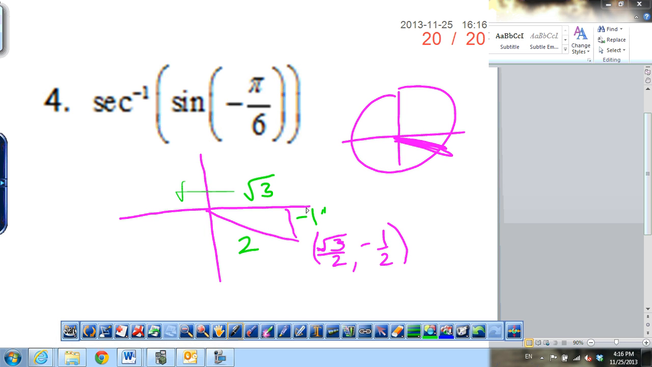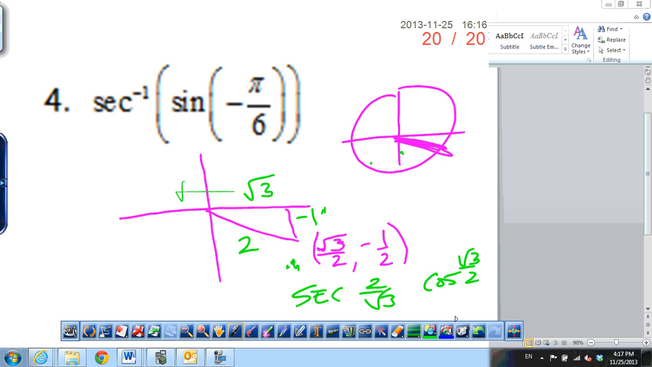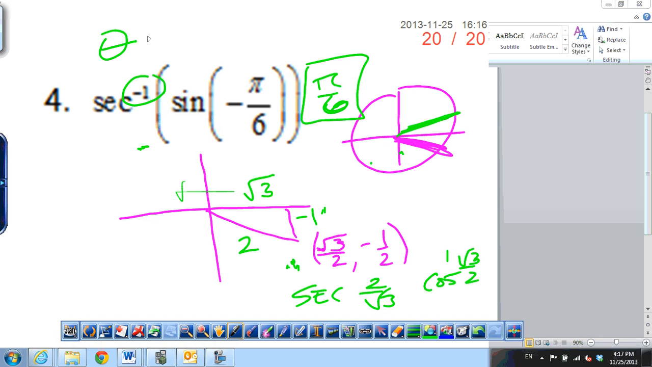So I want to find secant of 2 over root 3. In other words, when is cosine root 3 over 2? Well, cosine is root 3 over 2 at this part right here, and that's pi over 6. So that's our answer, pi over 6. Anytime you got this negative 1 thing on the outside, we're looking for theta. It's either going to be in degrees or in radians.